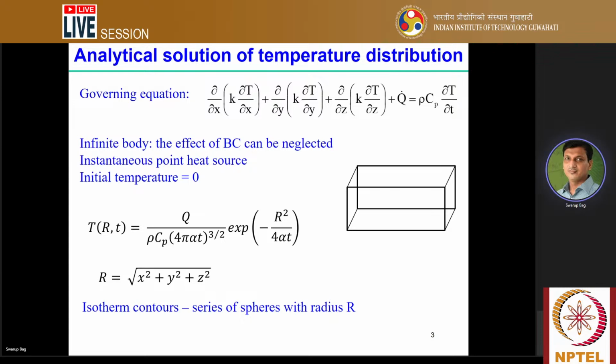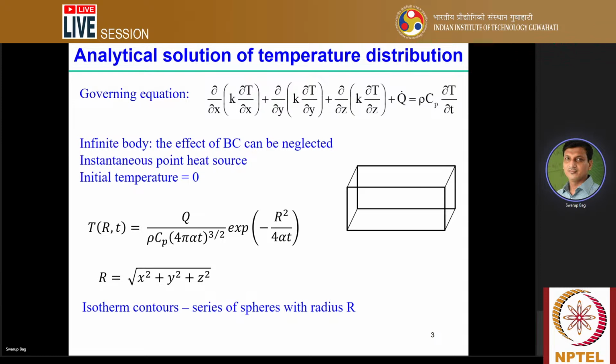Sorry, in this case, K is the thermal conductivity, and alpha is the thermal diffusivity, in R squared by 4 alpha t. So space, time, thermal conductivity, specific heat, and density are all variables, and that represents the temperature distribution.